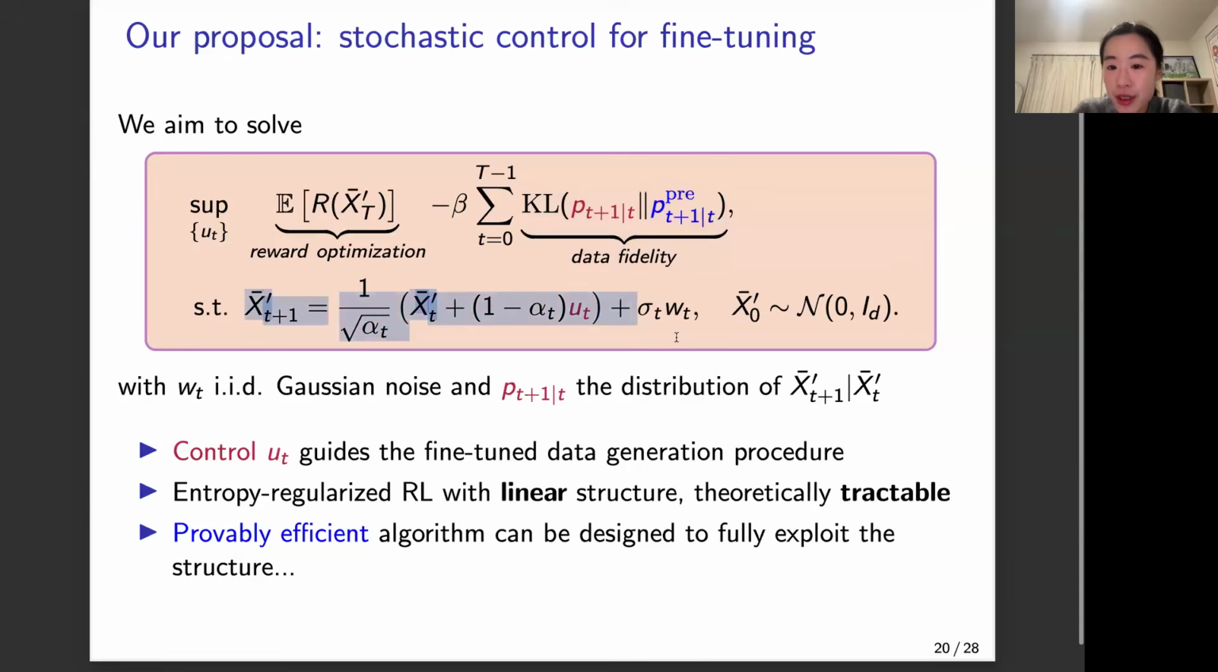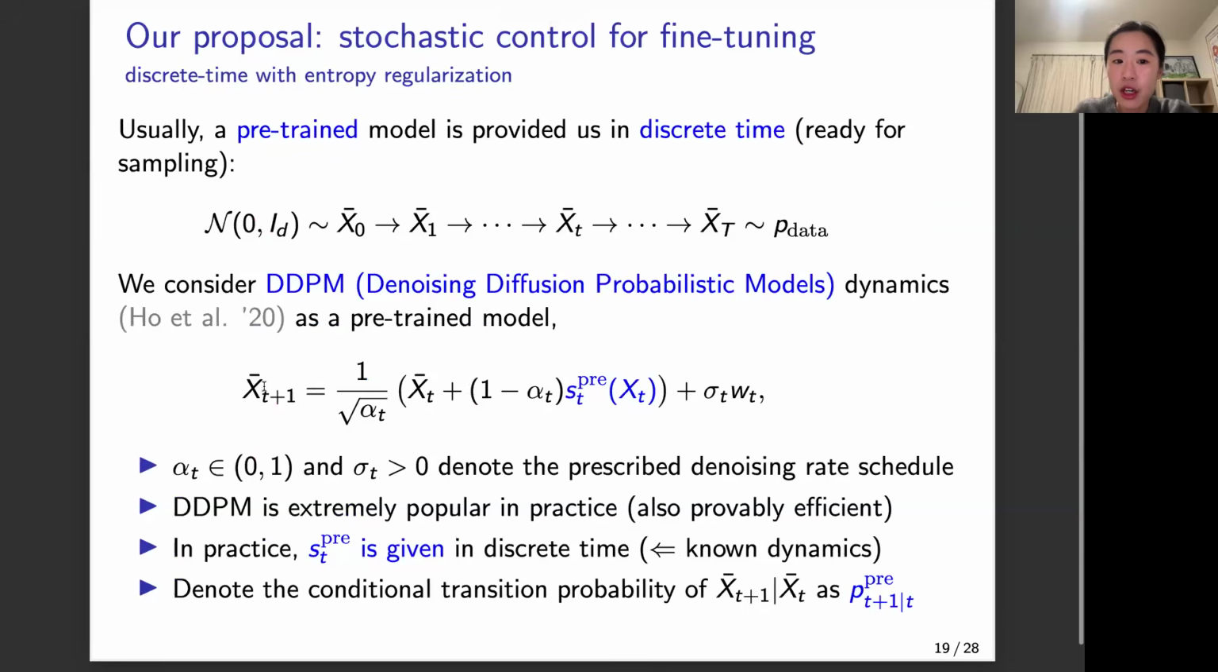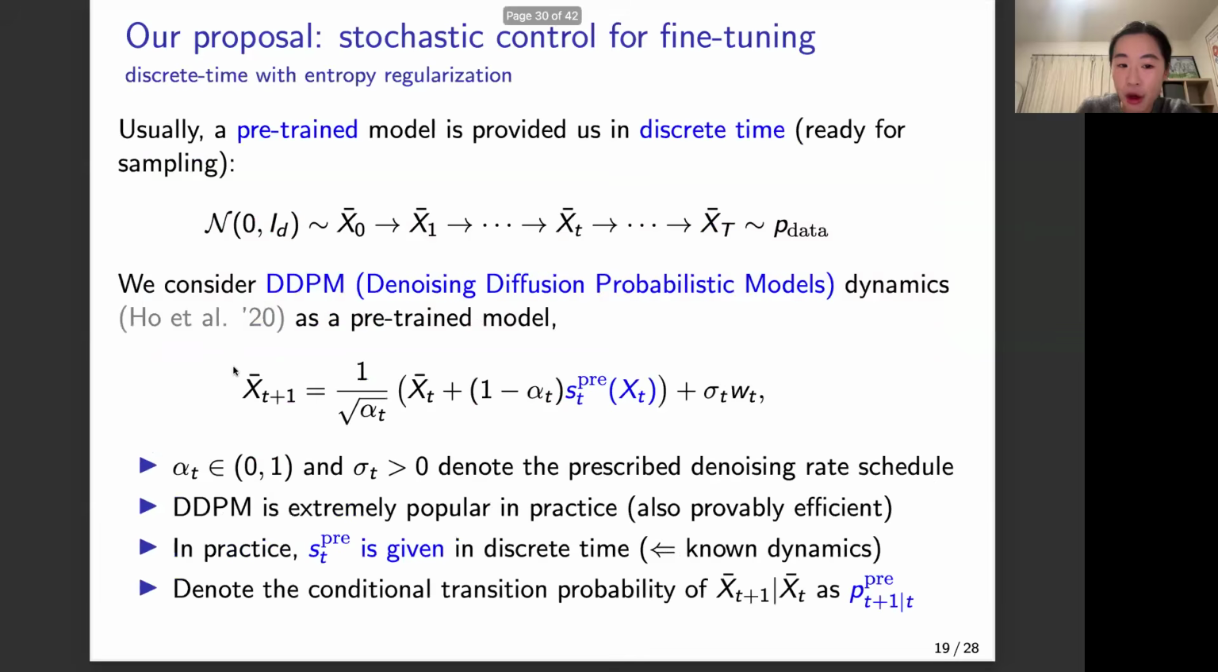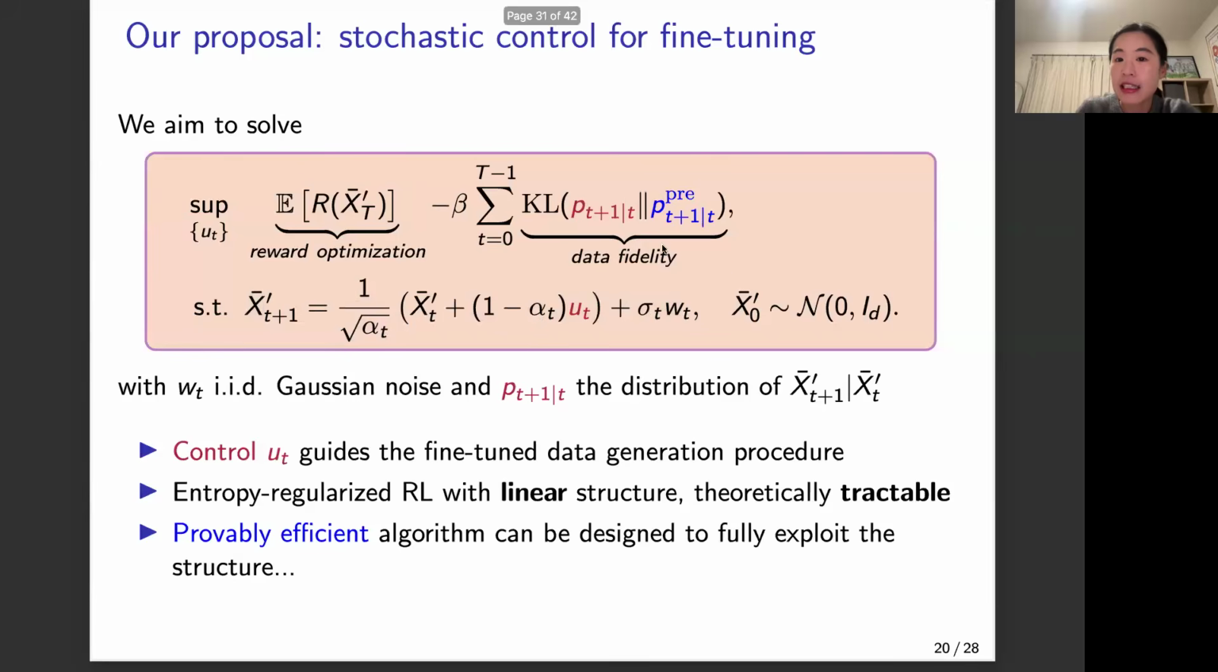I want my new dynamics to stay close to the pre-trained model, because this pre-trained model is usually trained with a lot of data with very good performance. So we want to utilize the good performance of the pre-trained model as well. So we want the new dynamics to stay close to the original one in the sense of the transition kernel with the KL metric. So this is what we have, and we can balance these two objective functions using this hyperparameter beta.